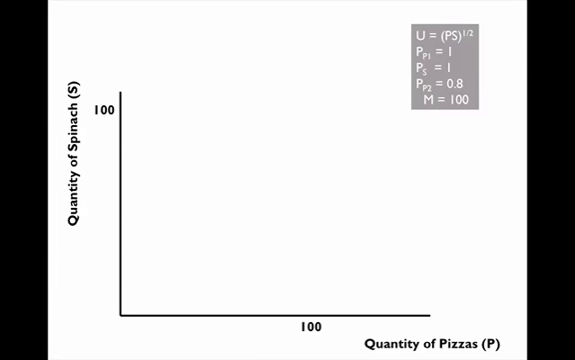Okay, so let's see how this looks in the graph. This is the same problem, same numbers, everything. We're just going to do the graph because the graph is a little easier for you to understand this decomposition into the income and substitution effect.